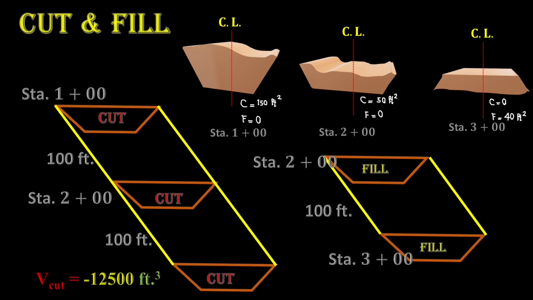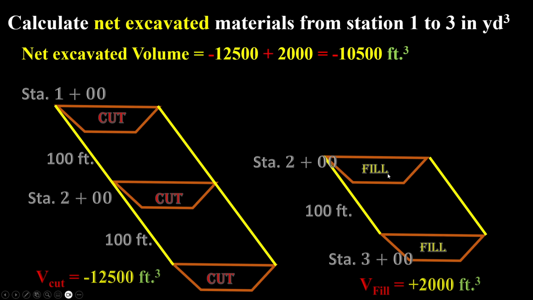So if we want V cut, which is the loosening of the soil, of 12,500 cubic feet, and a fill which is positive 2,000 cubic feet, the net excavated volume is the subtraction or addition of these two: negative 12,500 plus 2,000. It gives you a negative, which means our cut volume is much higher, 10,500 cubic feet.